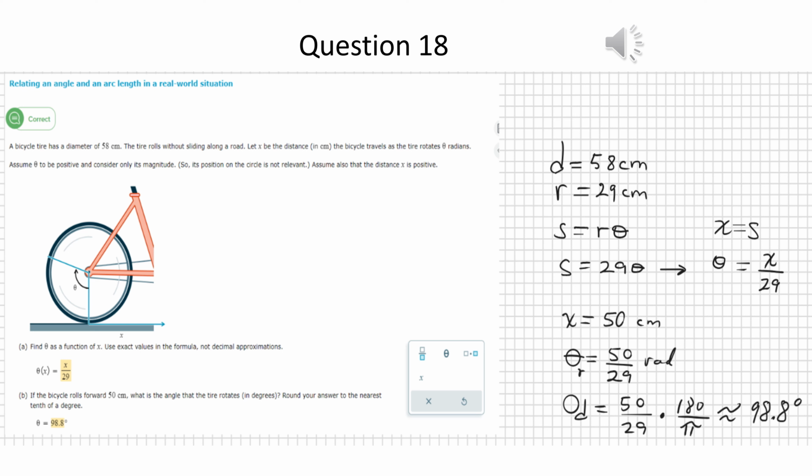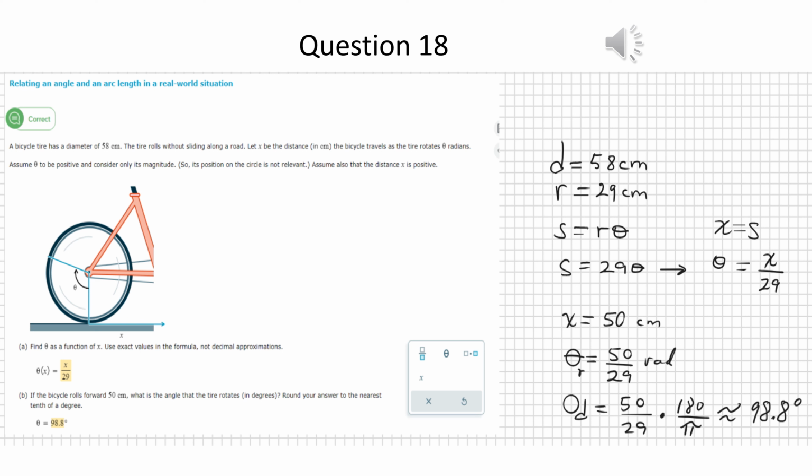So this is, I suppose that x is s, the length, it's the same, right? Now theta is equal to x over 29, under the supposition that the displacement is 50 centimeters. Well, plugging in.